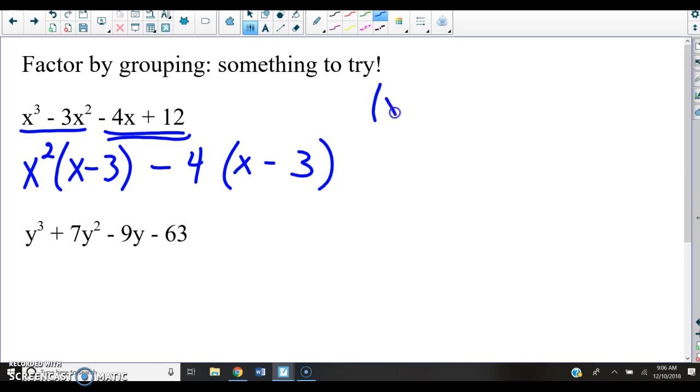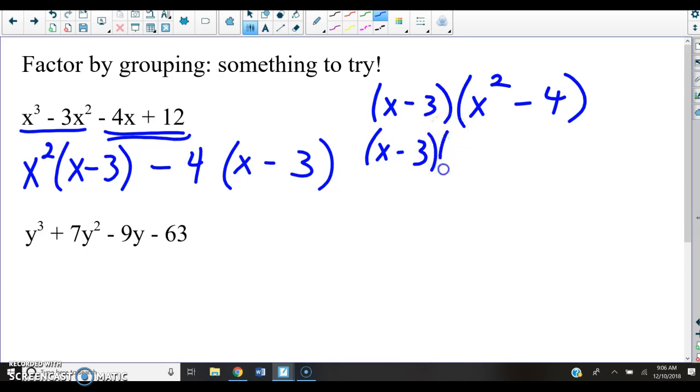So the x minus 3 is our common factor. It's multiplied with x squared in the first pair and with negative 4 in the second pair. Now again, remember to look to be sure that the second term, the quadratic term, doesn't factor more. In this case, it does. It's the sum and the difference of the same two numbers.